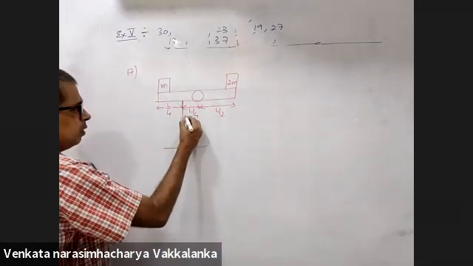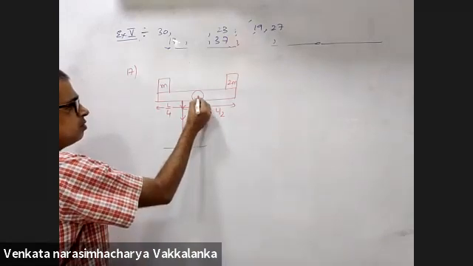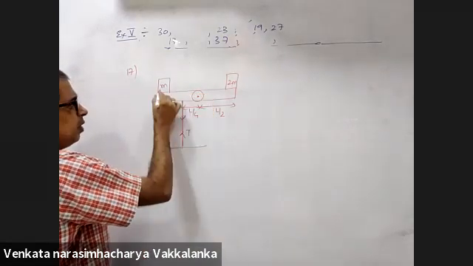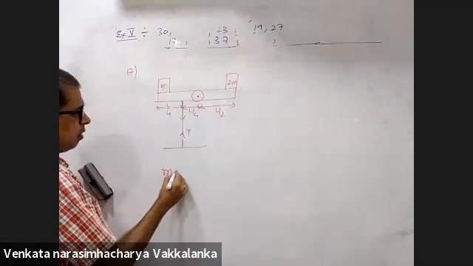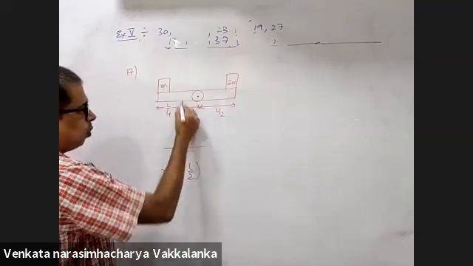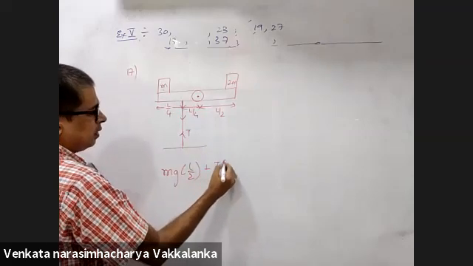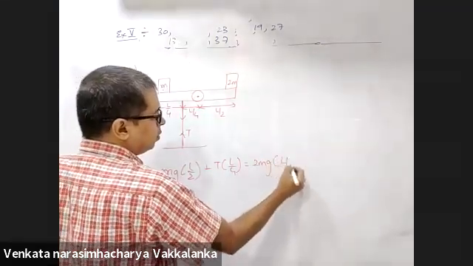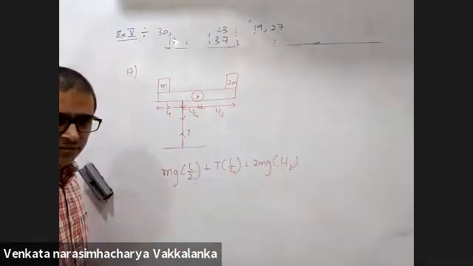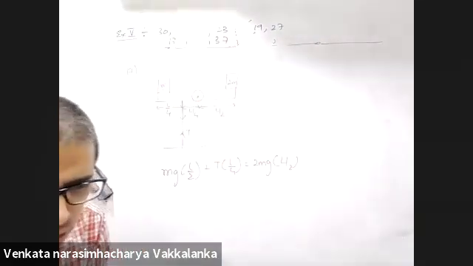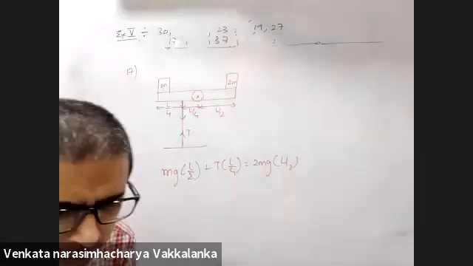Tension in the cord. This is the pivot, right? Take the torque about this particular point. Mg into the distance L by 2 plus T into L by 4 is equal to 2 mg into L by 2. About the pivot, I have taken torque. Anti-clockwise torque and clockwise torque should be equal.